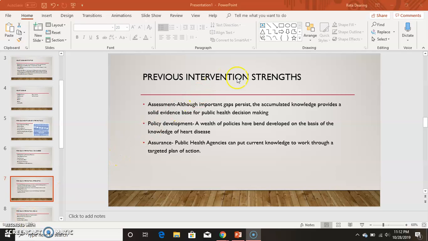The strengths of the previous intervention is assessment. Although important gaps persist, the accumulated knowledge provides a solid evidence base for public health decision-making. Policy development. A wealth of policies have been developed on the basis of the knowledge of heart disease. And lastly, assurance. Public health agencies can put current knowledge to work through a targeted plan of action.